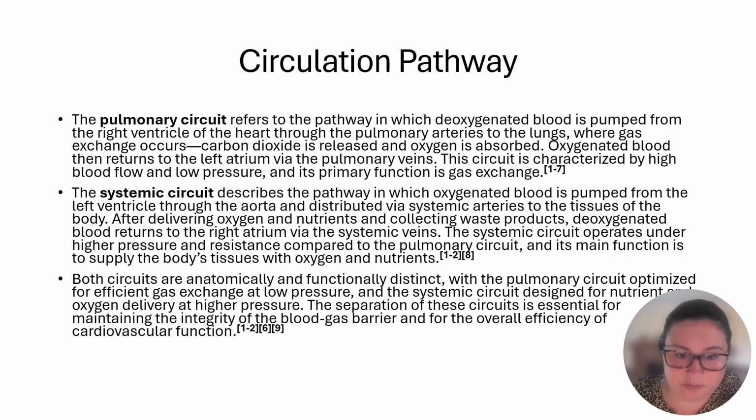Circulation pathway. The pulmonary circuit and the systemic circuit are functionally distinct. The pulmonary circuit is optimized for efficient gas exchange at low pressure with high blood flow. Conversely, the systemic circuit is designed for nutrient and gas delivery at high pressure. So the separation of these two circuits is essential for maintaining the integrity of the blood-gas barrier and for the overall efficiency of cardiovascular function.